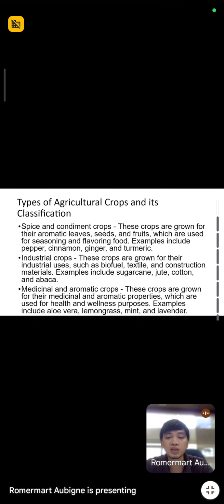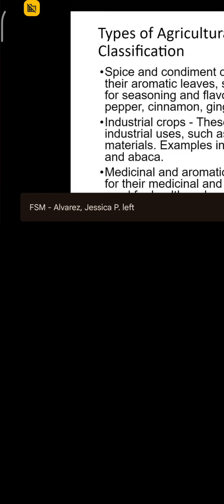Industrial crops. These crops are grown for their industrial uses, such as biofuel, textile, and construction materials. For example, we have sugarcane, jute, cotton, and abaca.